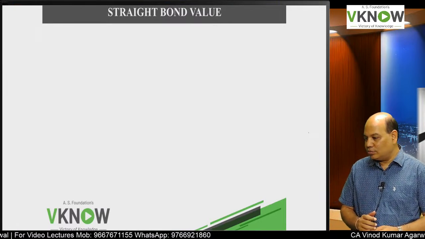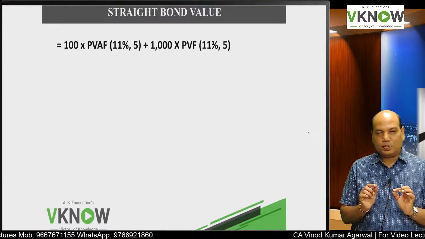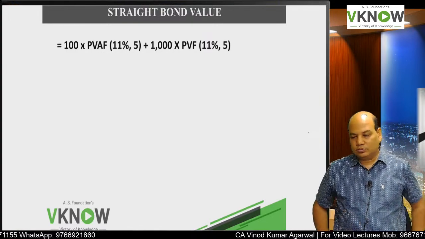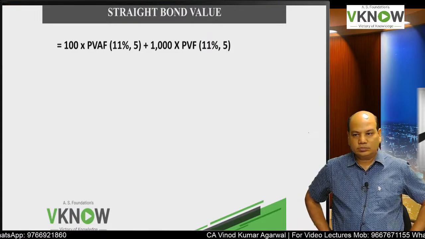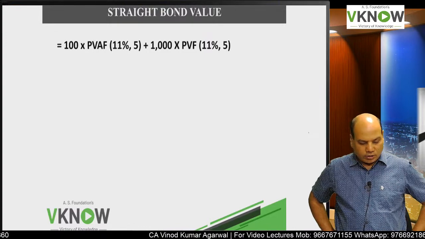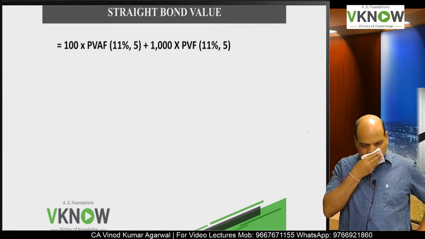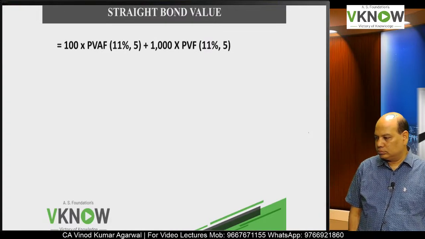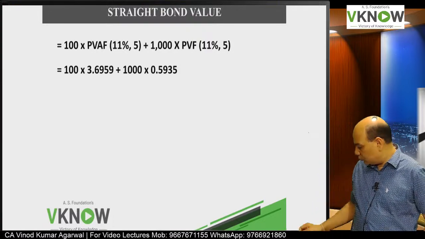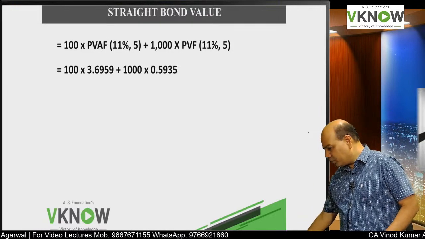First write down straight bond value. Straight bond value is equal to the present value of coupon and redemption value. Coupon will be 10% of 100 rupees into PV annuity factor in bracket 11% comma 5 years, plus 1000 into PV factor 11% comma 5 years. Solve it. Try yourself. Give me the answer. Please reply. What is the answer?